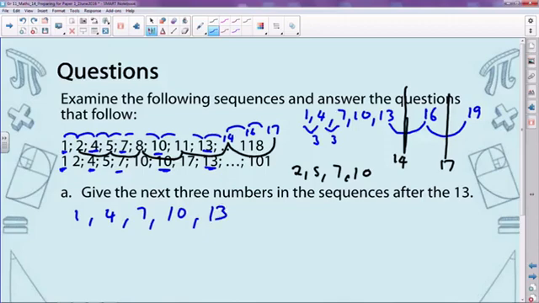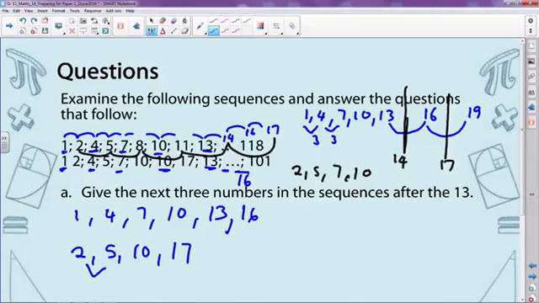Now, what's going to be the next one? I keep on adding a 3, so that's going to be 16. All right, so 16 is going to be there. Now let's look at this one: 2, 5, 10, 17. This one is different now.